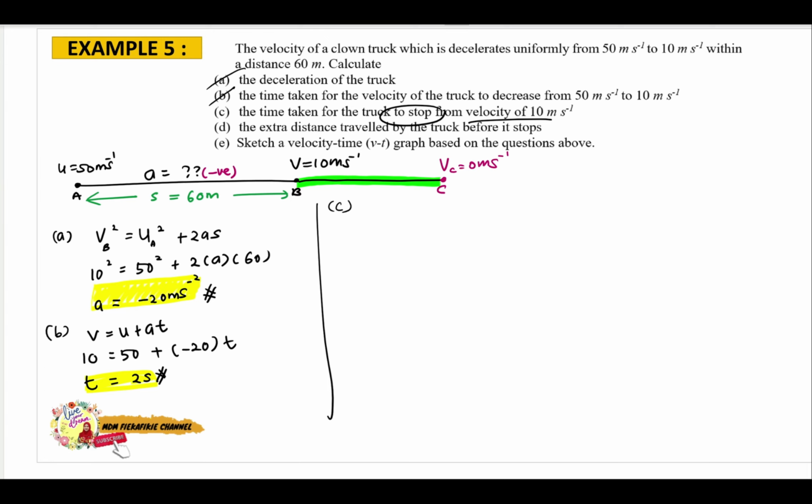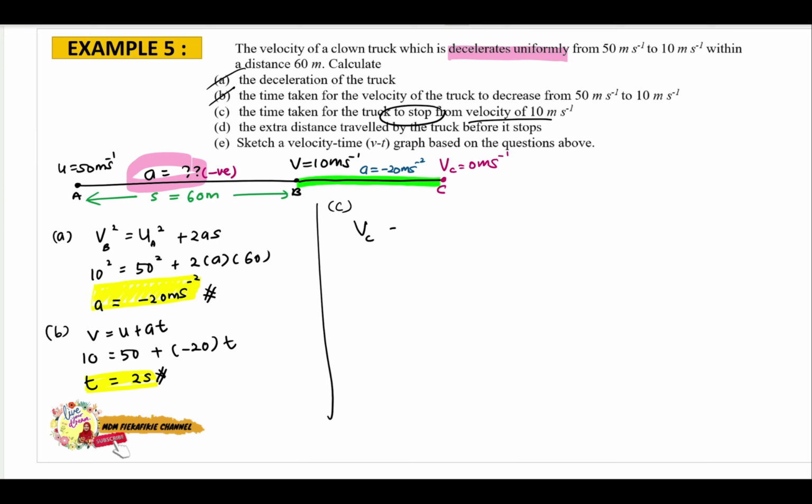Okay? Dan because case ini dia decelerate uniformly, maknanya yang kita kira acceleration tadi dekat sini, A equal to negative 20 meter per second squared. That's mean A yang dekat sini pun sama. Acceleration dia akan jadi negative 20 meter per second squared. Okay? So, bila sama, kita boleh teruslah guna formula.